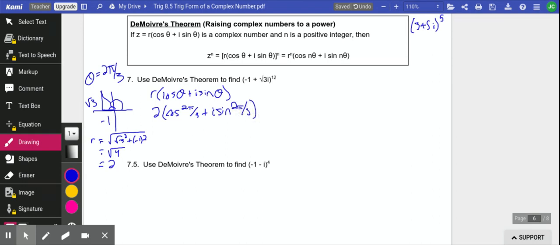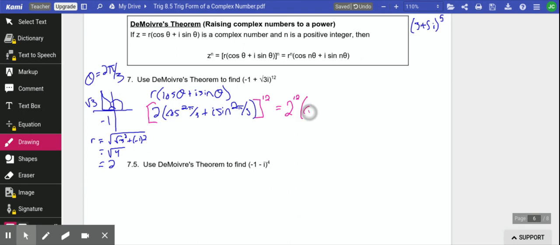All right, so this is the thing that we want to raise to the 12th power then. So we're going to take this to the 12th power. So to do that, we take 2 to the 12th, and then we're going to do cosine of 2 pi over 3 times 12 plus i sine 2 pi over 3 times 12. All right, 2 to the 12th power. Calculator help, 4,096.